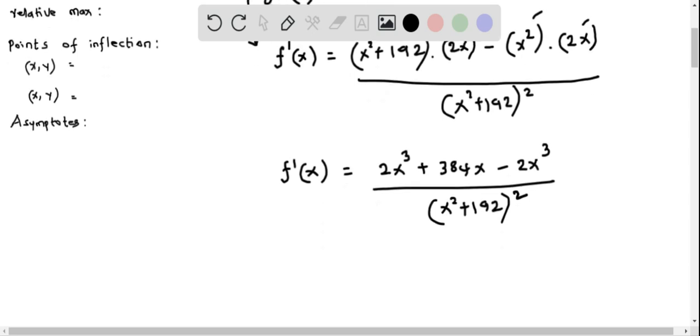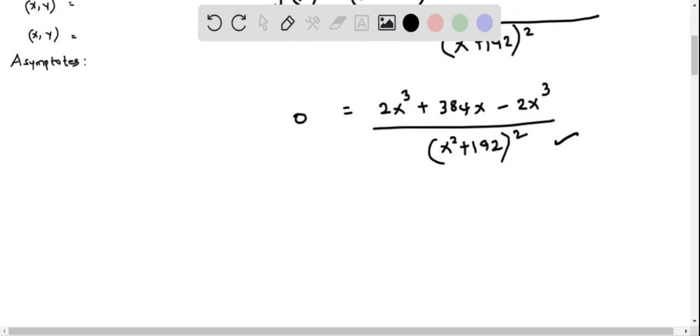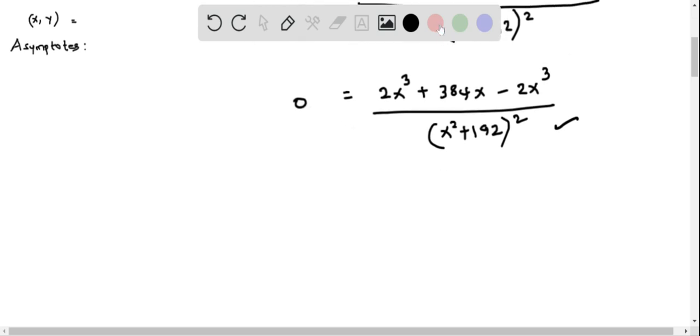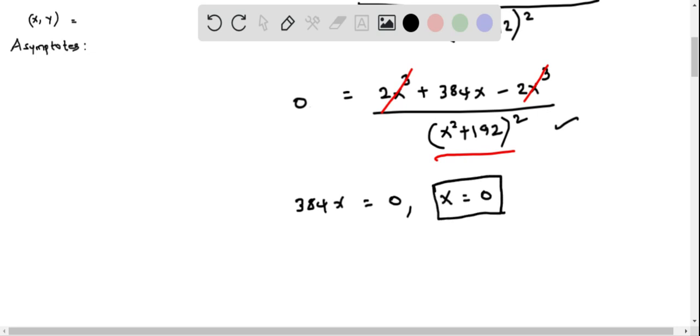Now let's set this equal to 0, that is, the first derivative equals 0, and so I'm replacing this by 0. We multiply both sides by this denominator expression, so we remove the fraction on the right side. We can also see that the 2x cubed and negative 2x cubed get cancelled, leaving us only with the expression 384x divided by x squared plus 192 quantity squared. And when you multiply both sides by this expression, we get 384x equals 0. And this means x equal to 0 is the critical point of the function.